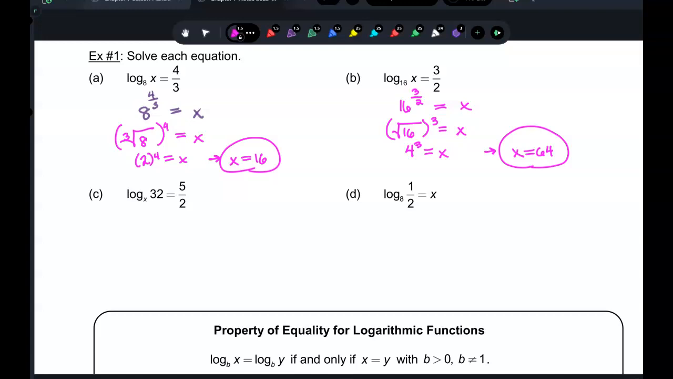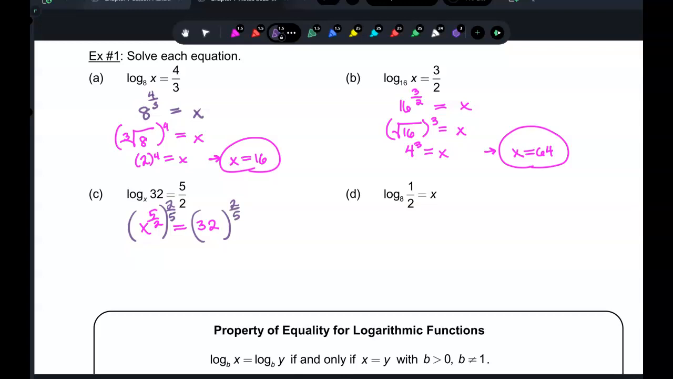So what's it going to be? x to the power of 5/2 equals 32. Okay, how do I isolate x? How do I get rid of a 5/2 power? Okay, so I want to make this x to the 1st power. So what would I multiply 5/2 by? I would multiply it by 2/5. So that's what I'm going to do to both sides.